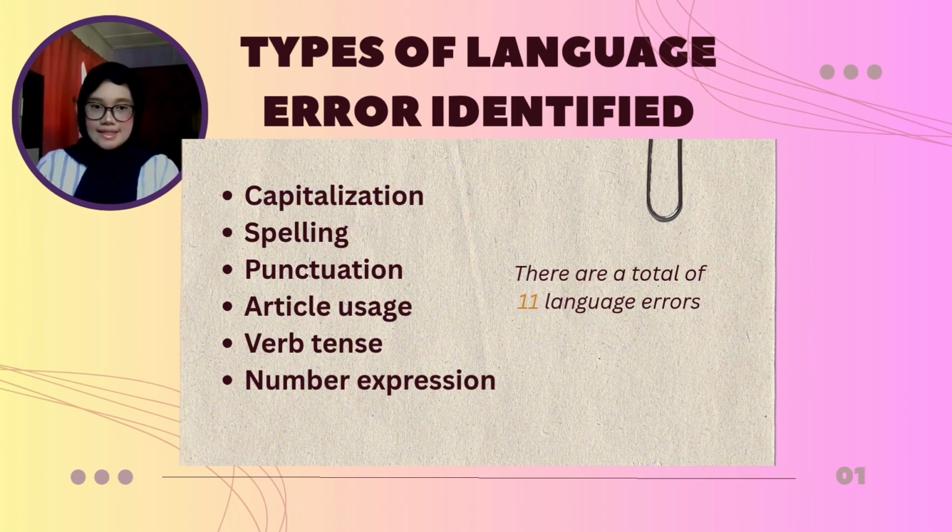Through my analysis, I categorized the language error into 6 main types, which you can see listed here: capitalization, spelling, punctuation, article usage, verb tense, and number expressions. In total, there are 11 language errors. I will break down each of these categories using tables to show the exact sentences where these errors occurred and how they should be corrected.